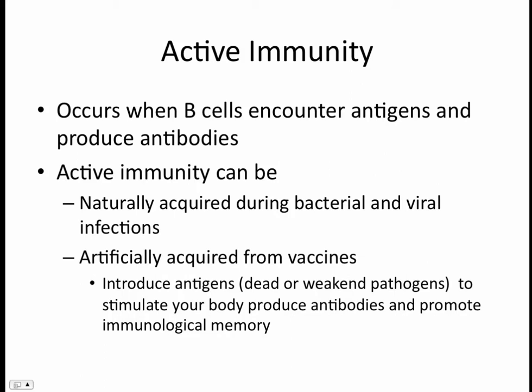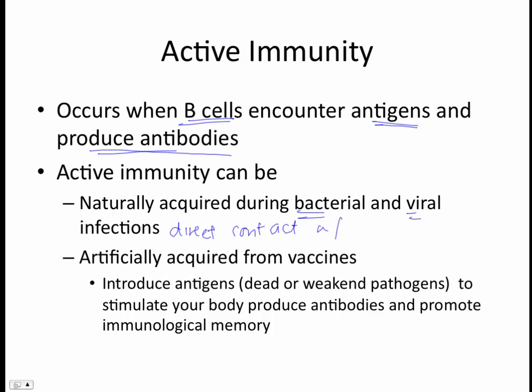Okay, so active immunity is going to occur when those B cells encounter those antigens and produce antibodies. And how can we produce these cells in general? How can we produce more plasma cells in general? You can do it in two ways. It can either be naturally acquired, in which case you have to have direct contact with a bacterial or viral or any other pathogen.